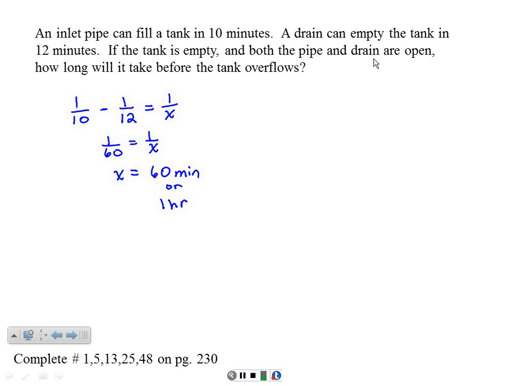So this one's not that bad. You just need to remember quantity over time. Quantity over time, and then if they're working together, you're going to add. If they're working against each other, you need to subtract. And of course, always make sure that you know what the question is asking for.